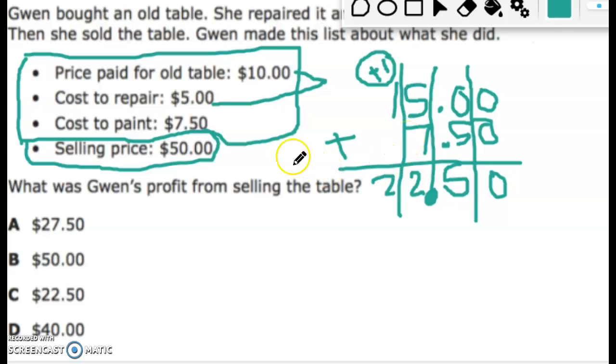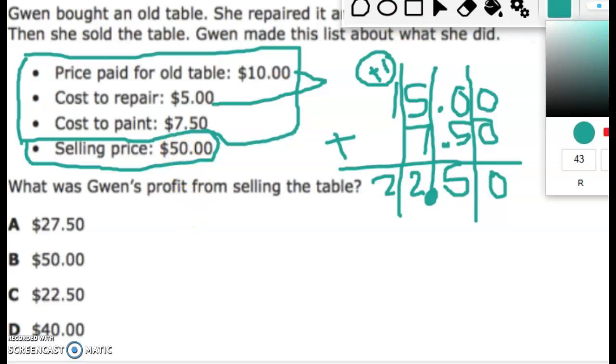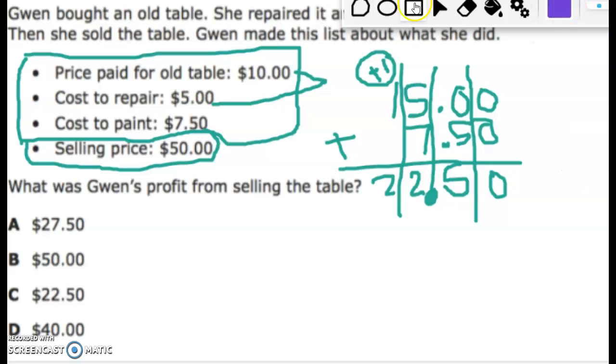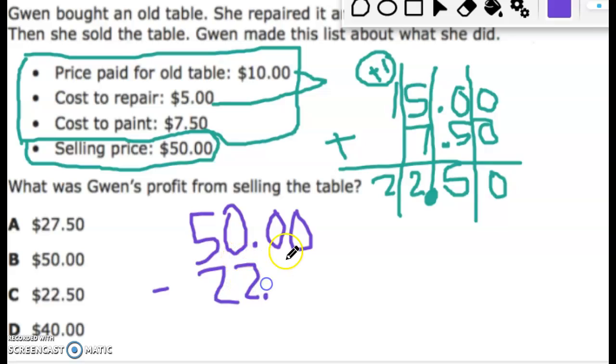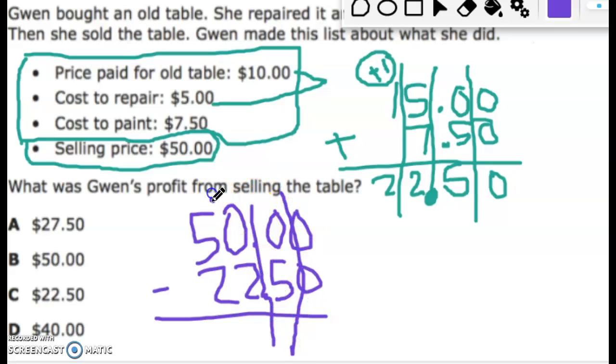So to find the profit, we have to subtract that from how much she sold the table for. So I'm going to use a different color, and let's calculate that. So we're going to subtract. So $50 minus $22.50. 0 minus 0 is 0. 0 minus 0 is 0. 0 minus 5. Can't do that.